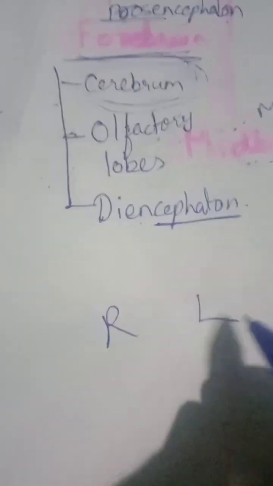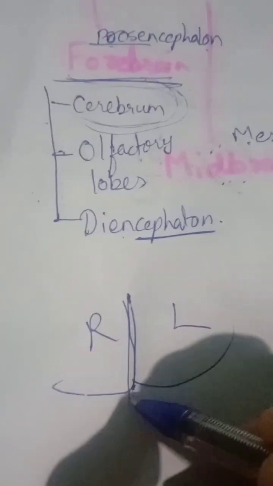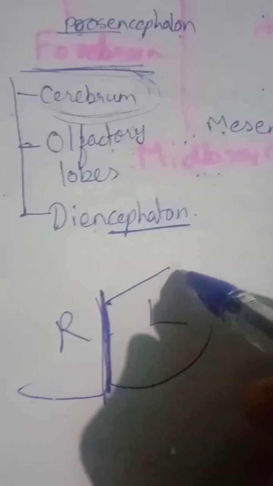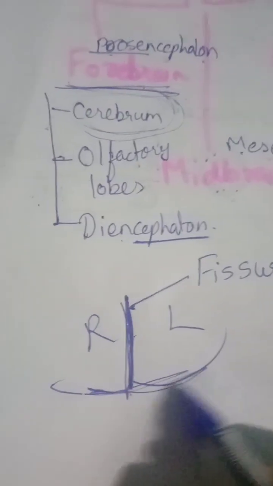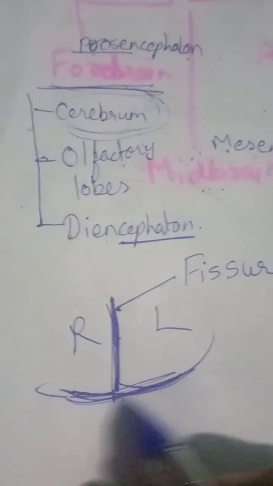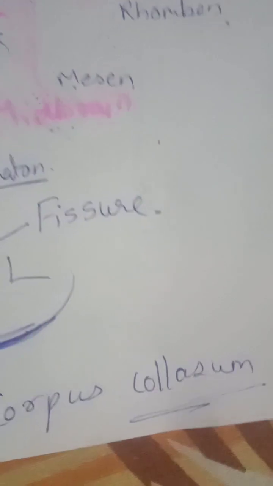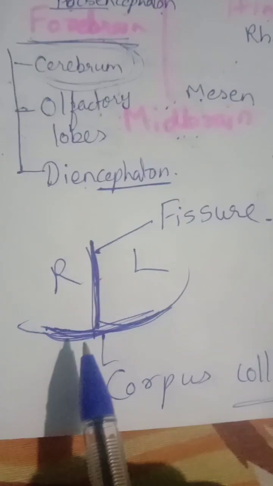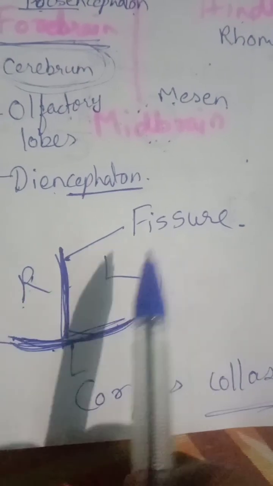Now remember, as I told you, your cerebrum is divided into right and left. This part of separation is called the fissure. And at the bottom both of them are connected. That bottom nerve fiber is called corpus callosum. Very important question: corpus callosum. It is a nerve fiber tract which joins the right cerebral hemisphere to the left one.